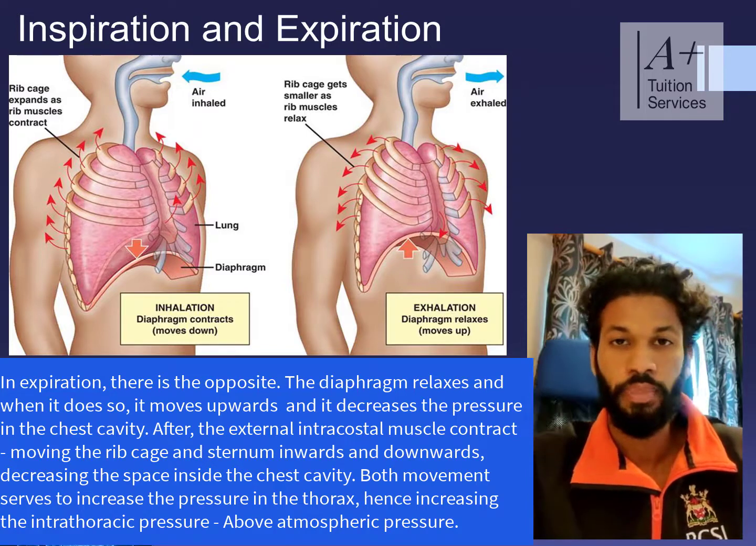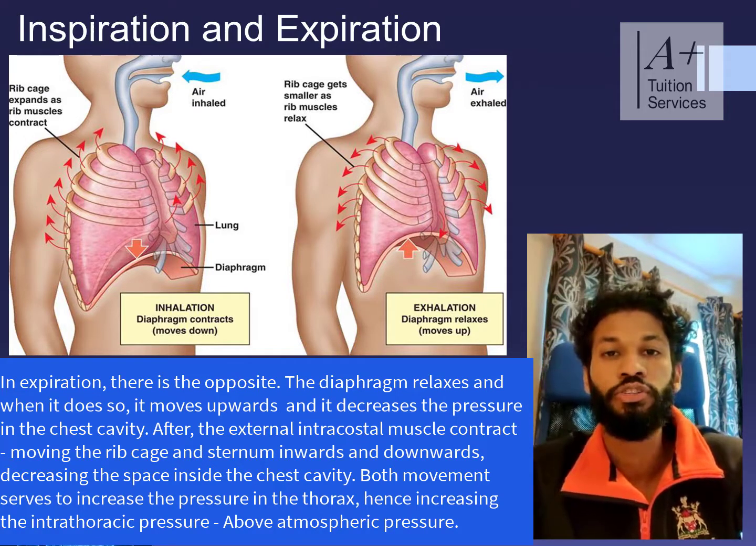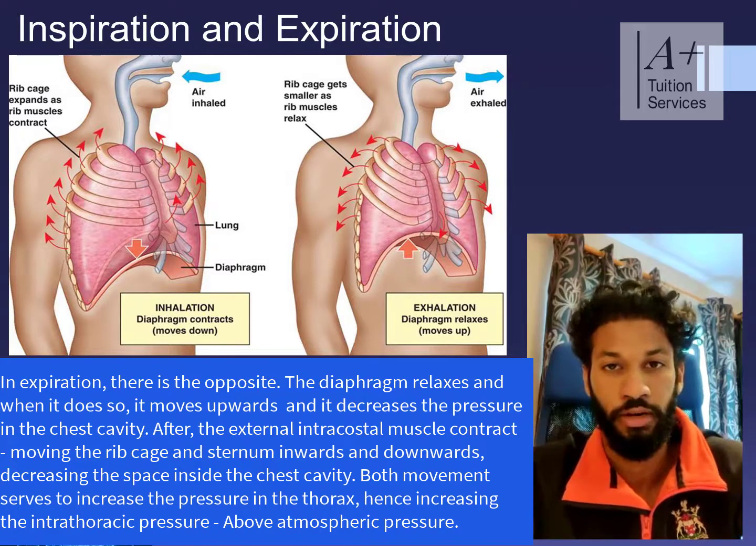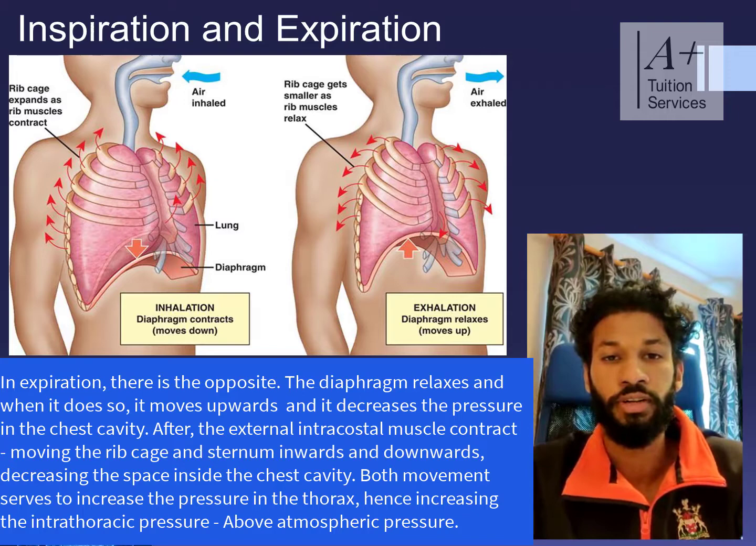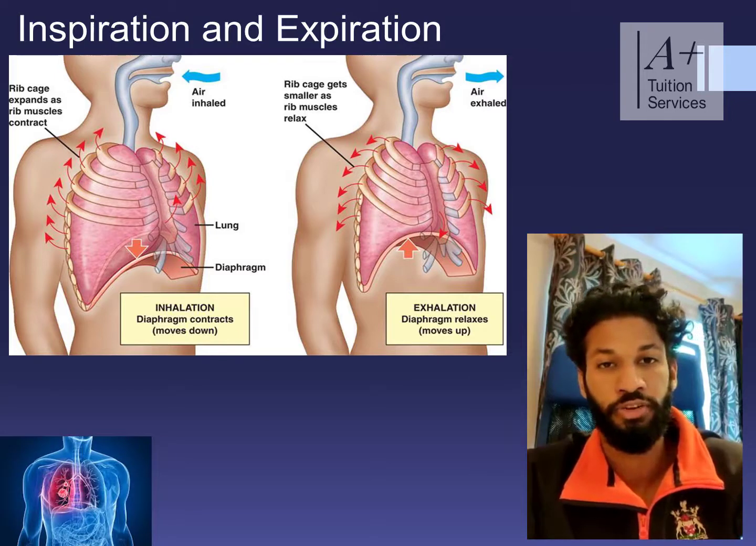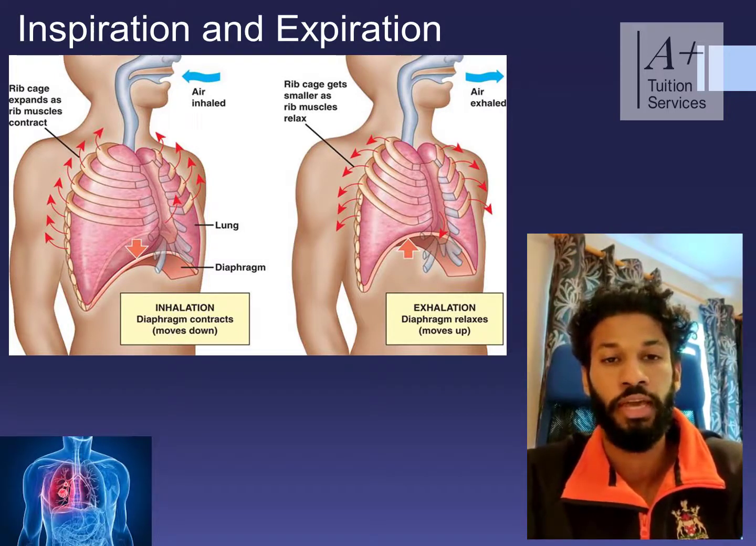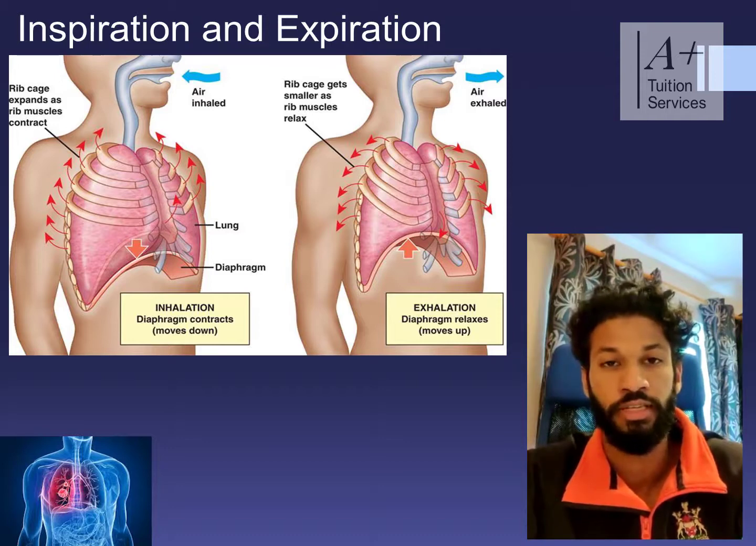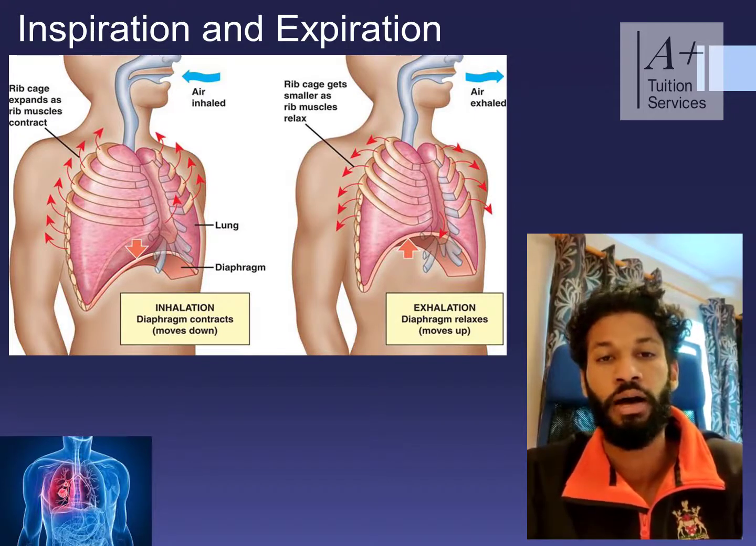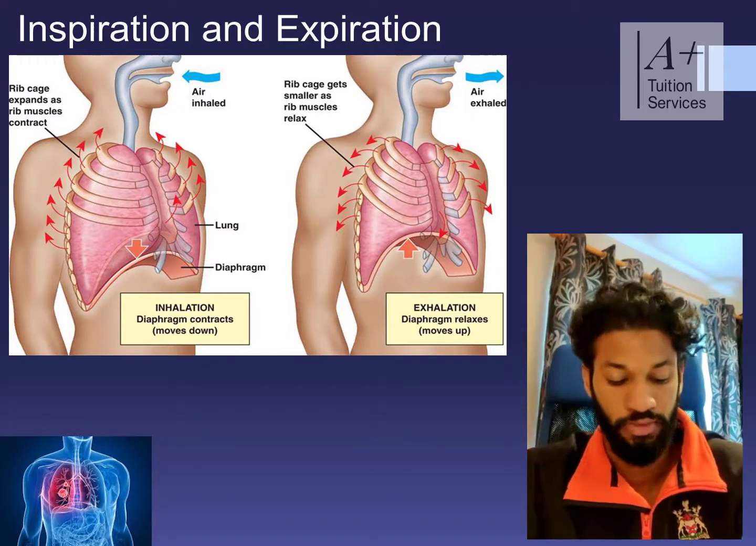your chest cavity. Both these movements then serve to increase the pressure inside of your chest cavity or thorax, hence increasing the intrathoracic pressure. Increasing it to a level so much that it is now above atmospheric pressure. And again, if we follow the same rules that were stated in inspiration, air moves from an area of higher pressure to an area of lower pressure. And this is what forces air out of your lungs, out of the thoracic cavity, and into the external environment. So you are breathing out. And when you breathe out, you're removing the carbon dioxide that was generated from the cells inside of the body.